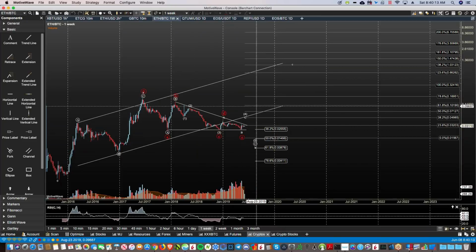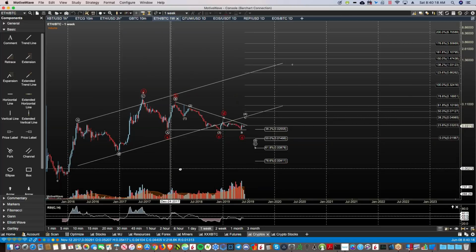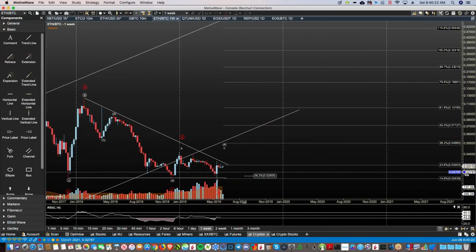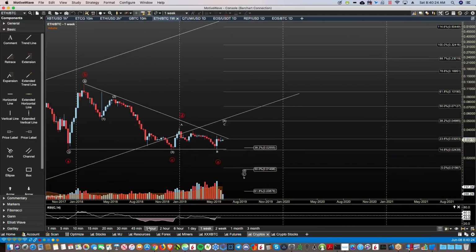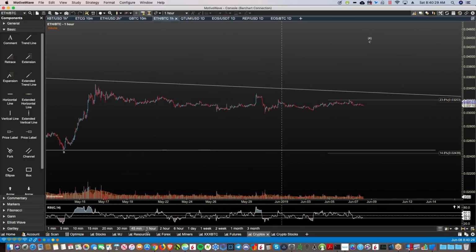But until I see a really clear impulse, at least over the D wave, I can't really strongly lean on this count. So we'll see. I just looked at this count yesterday. It kind of looks like a triangle, but it hasn't confirmed that with an impulse over the D wave.